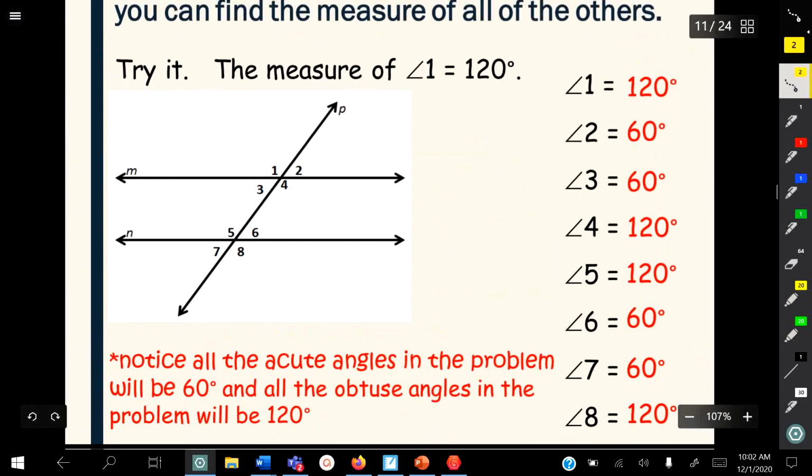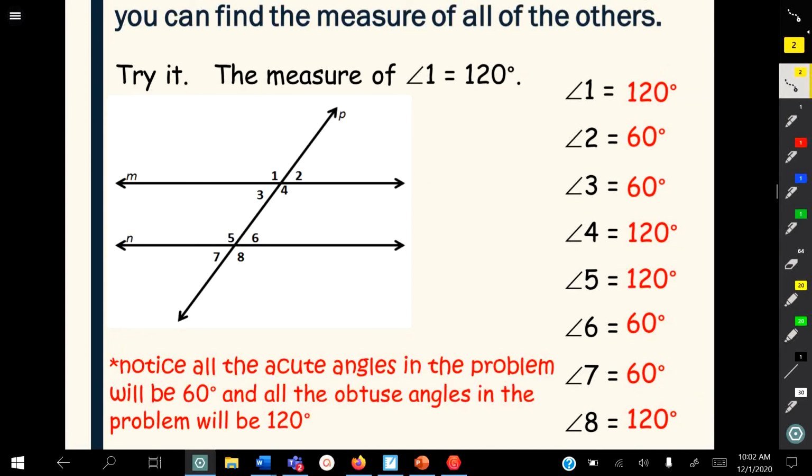And I think this one looks better. So you've got line P, and you've got two parallel lines that the transversal P is going through, and you got different angle pairs. For example, this is just a quick example. You had corresponding angles like 1 and 5. Okay, so 1 and 5 are corresponding angles.